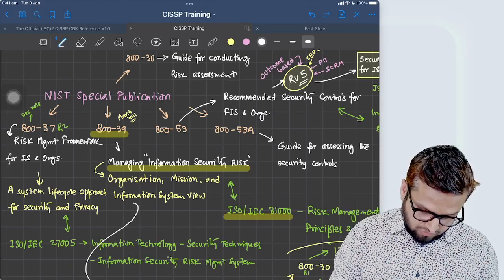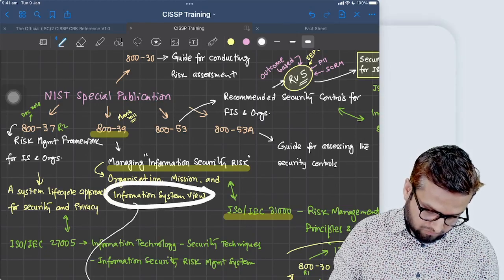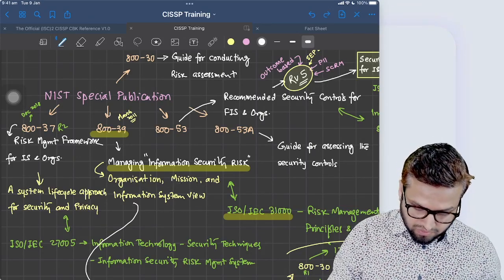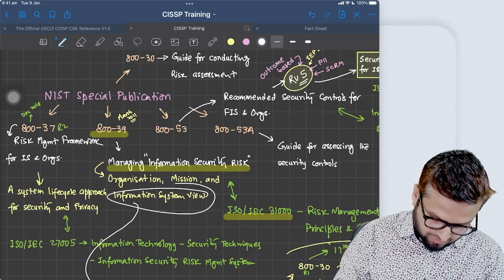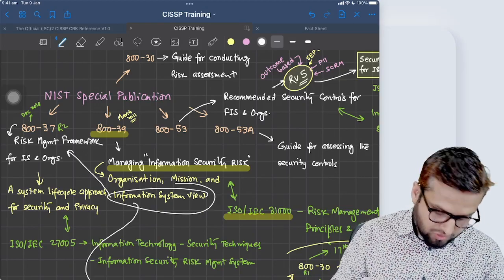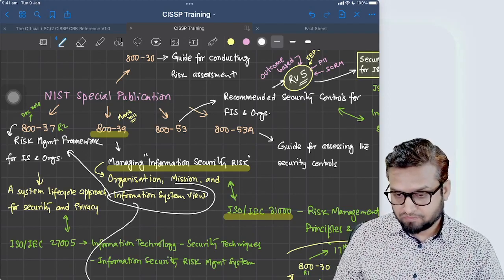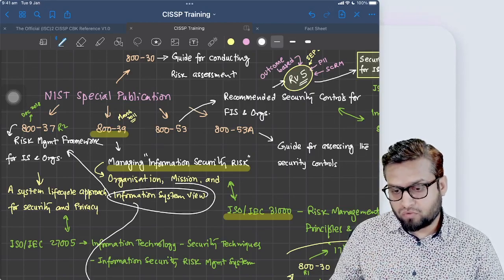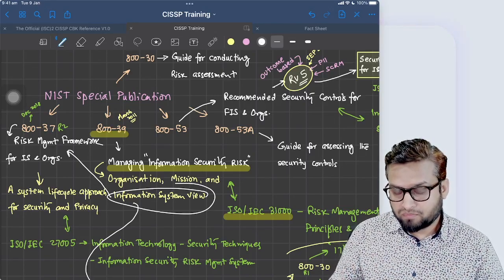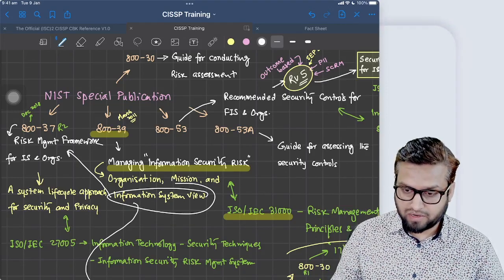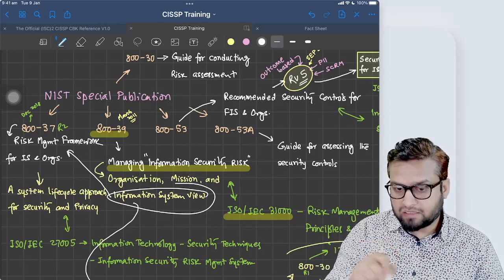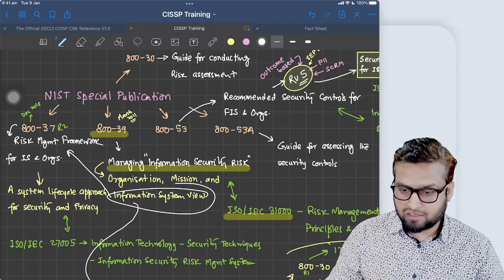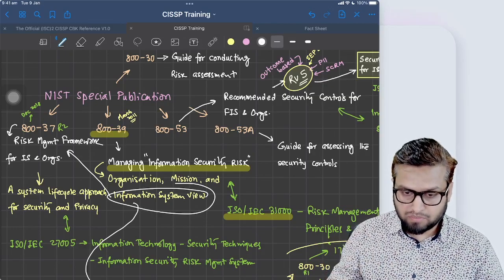So information system view, this is related with 837. I think I messed up big time. So NIST 837 provides a framework to explain or to address the information system view of NIST 839, right? I think you can relate now. 837 kind of helps 839 for tier 3, right? This is something which you should keep in mind.